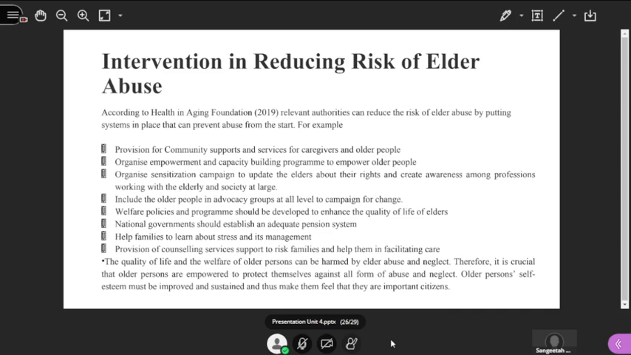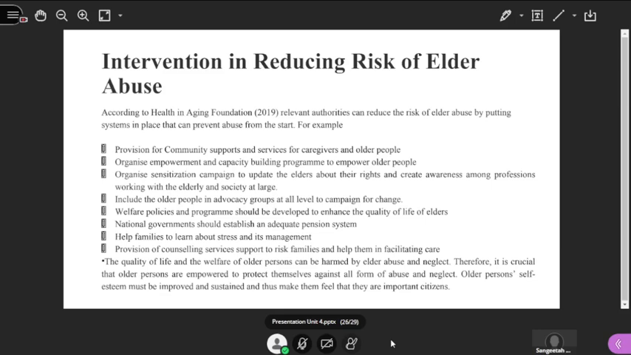Help their families to learn about stress and its management. Some people are not aware how to take care of an elderly person. Help families to learn about provision of counseling services, support to at-risk families, and help them in facilitating care. So this is the role of the social worker. You have to counsel sometimes when there is a bedridden elderly person. You have to counsel the people taking care of the bedridden elderly person because they are mentally stressed, right?